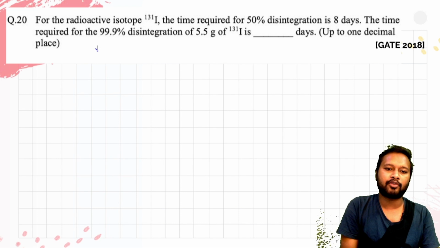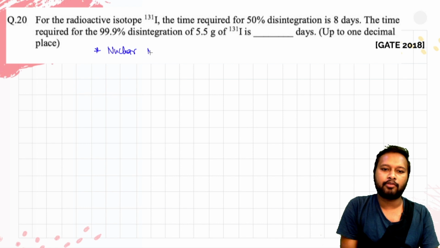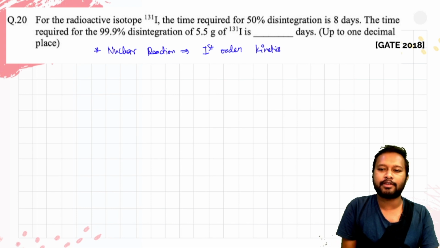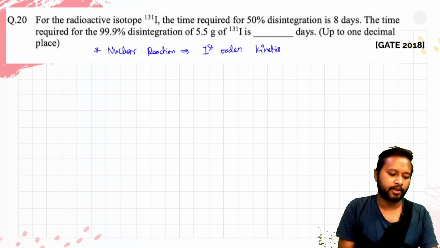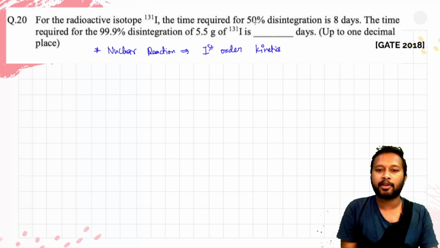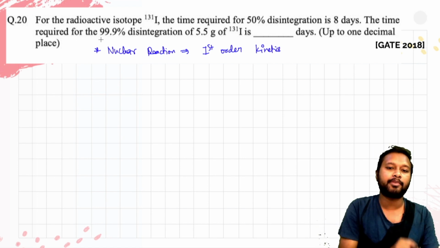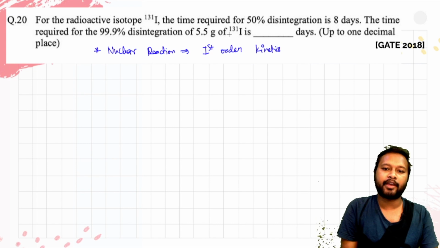The fun thing which you have to make note of is that all nuclear reactions follow first order kinetics. This should be very much clear to you. Once you know this, you can now do questions here. It says that for a radioactive isotope of iodine, the time required for 50% disintegration is 8 days. The time required for 99.9% disintegration of 5.5 grams of iodine is, right? So let's try to do this.